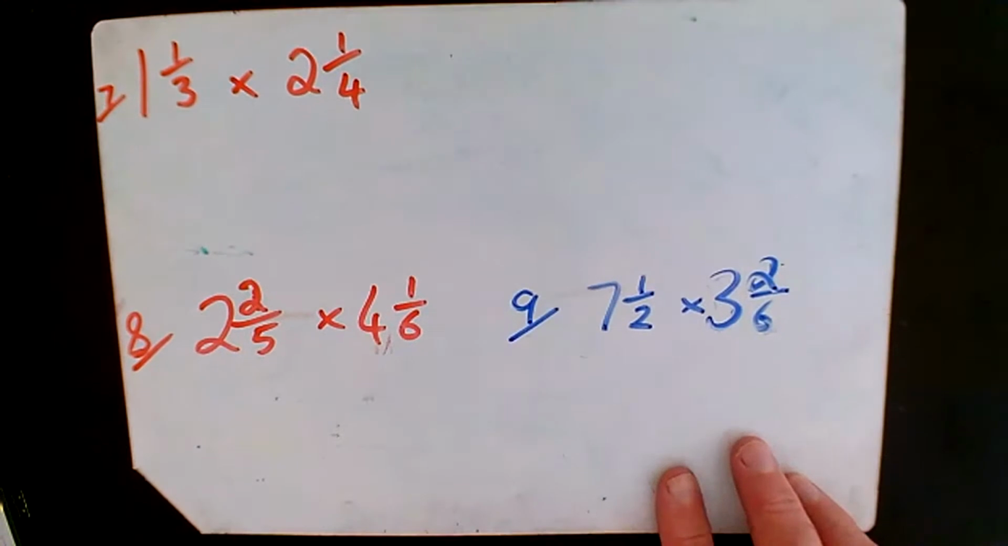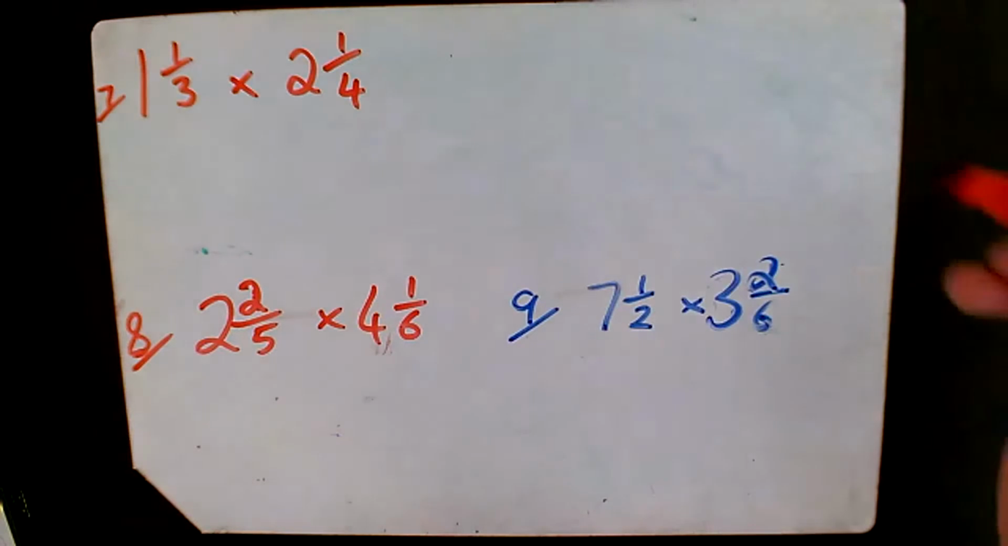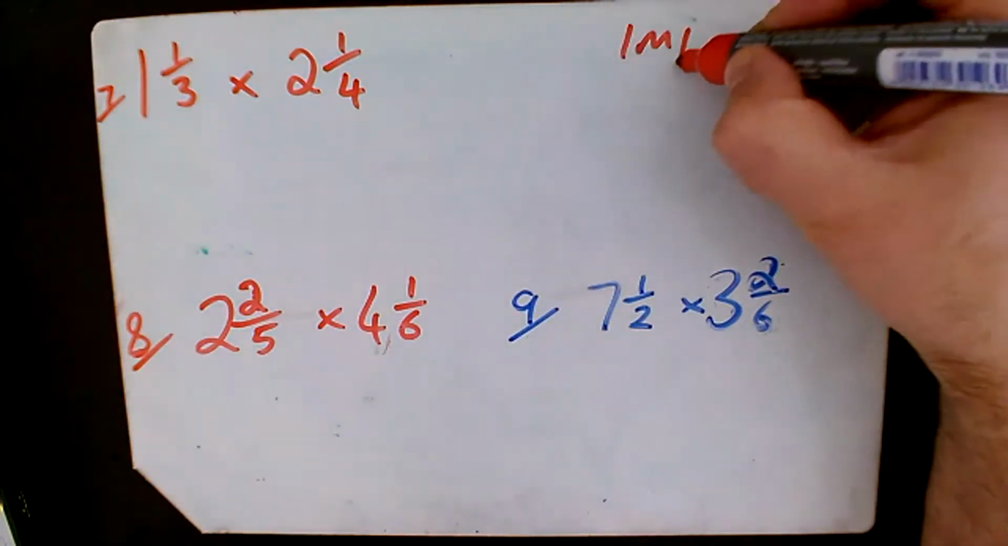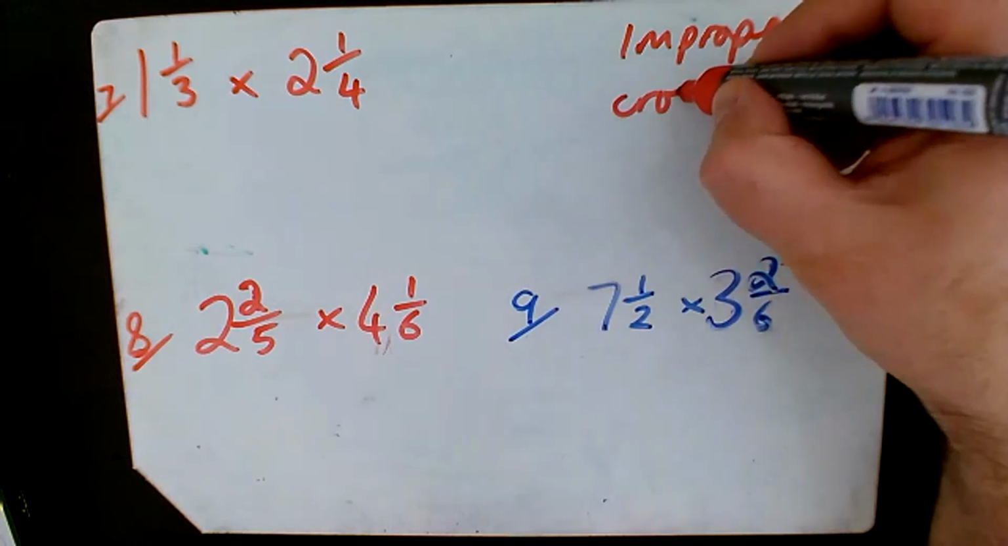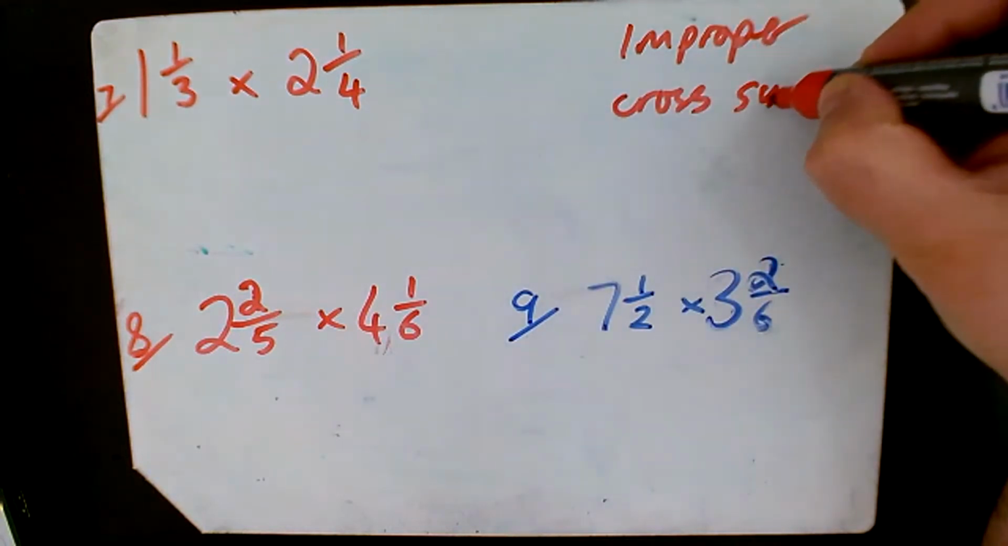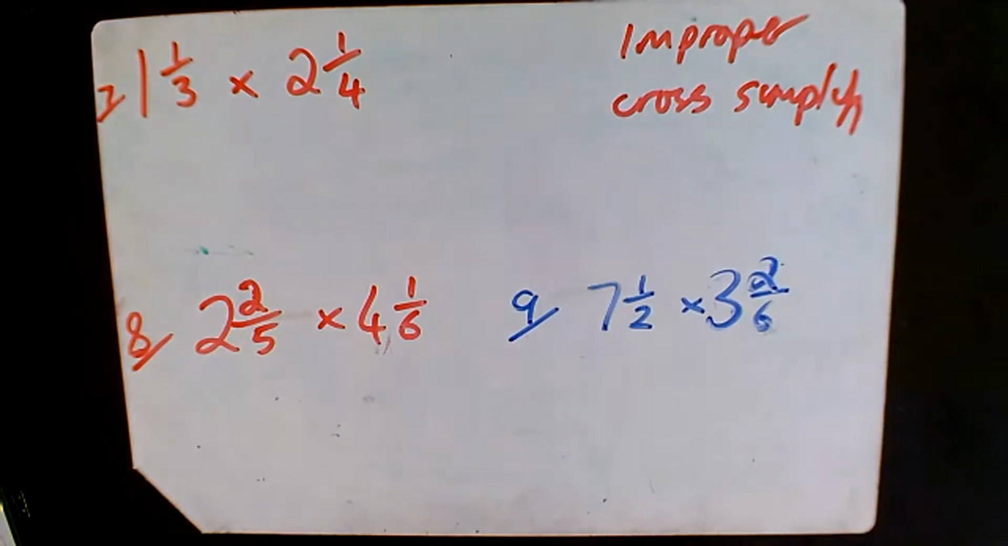Okay, I'm going to start you off on the first one. Our first step is improper. I'm going to write that up here. Improper. And then I'm going to see, can I cross simplify? Can't always cross simplify. So let's have a look.